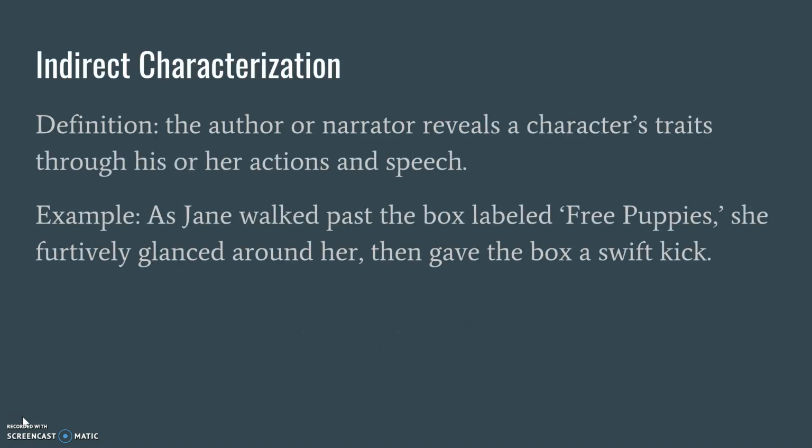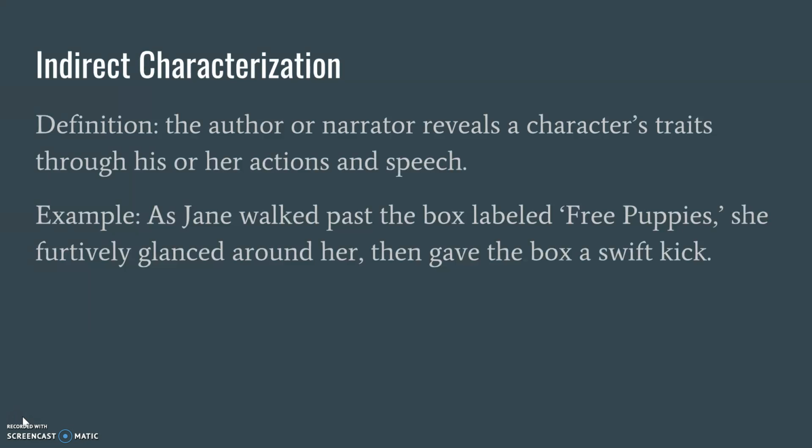Indirect characterization is when the author or narrator reveals a character's traits through his or her actions and speech. So instead of just saying, oh, this person's good, or this person's bad, or really funny, really spunky, they'll describe the person through the actions that they are committing. For example: "As Jane walked past the box labeled Free Puppies, she furtively glanced around her, then gave the box a swift kick."